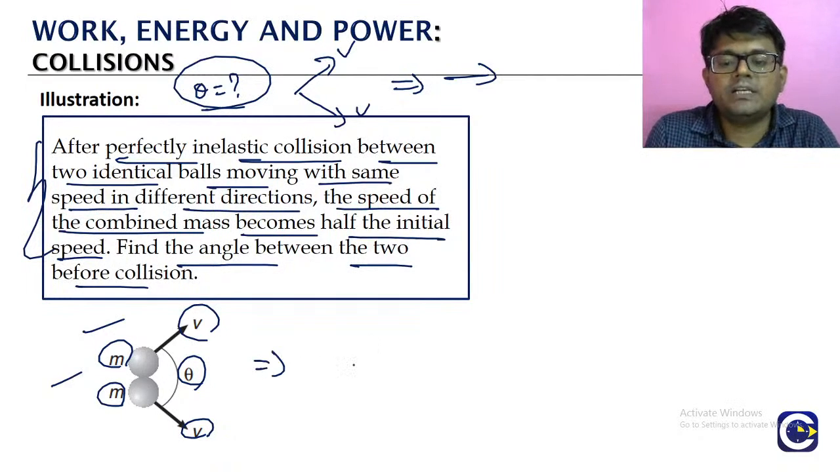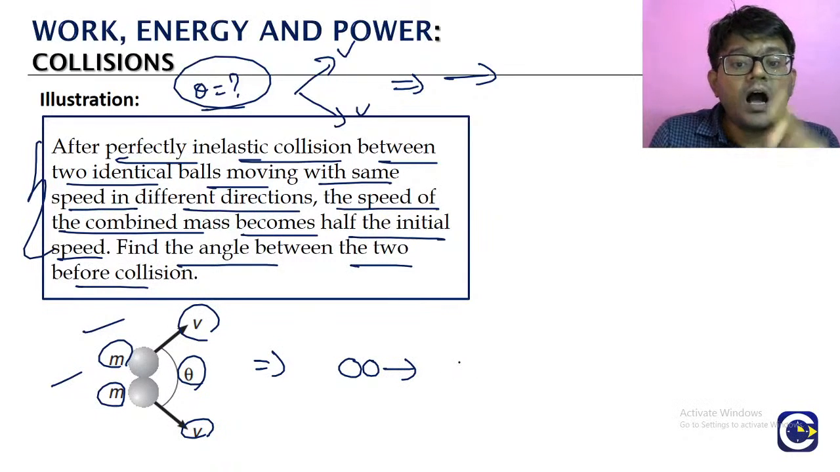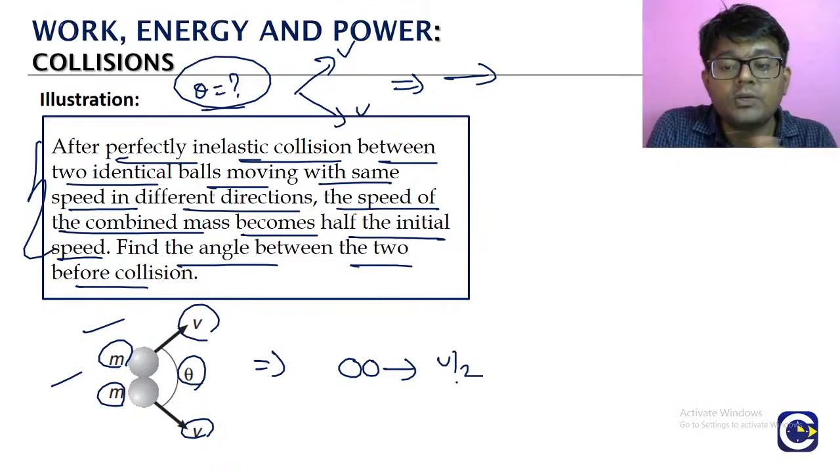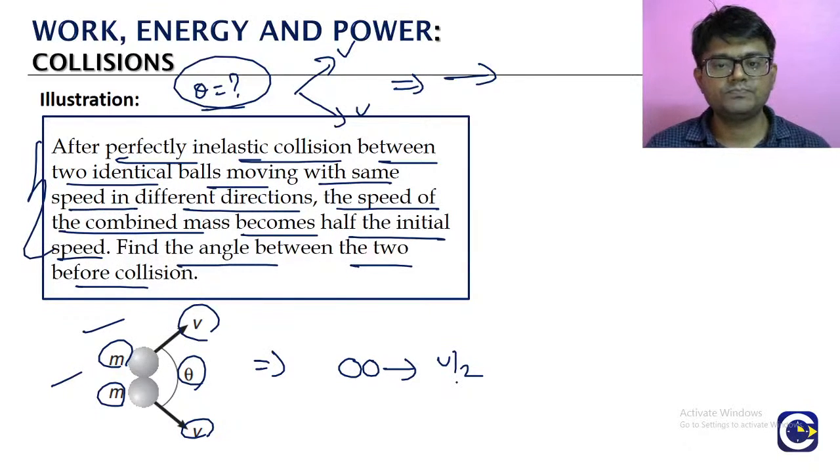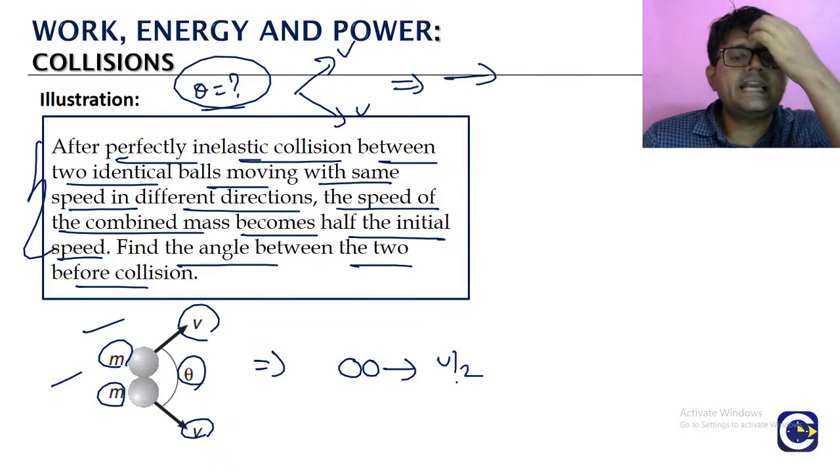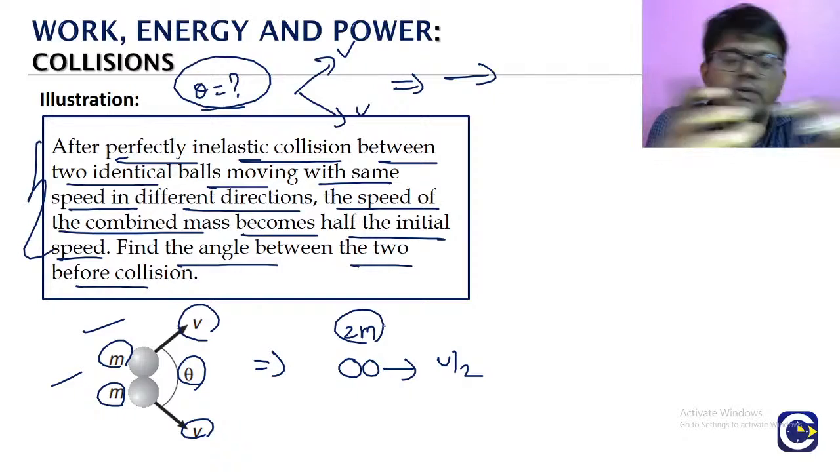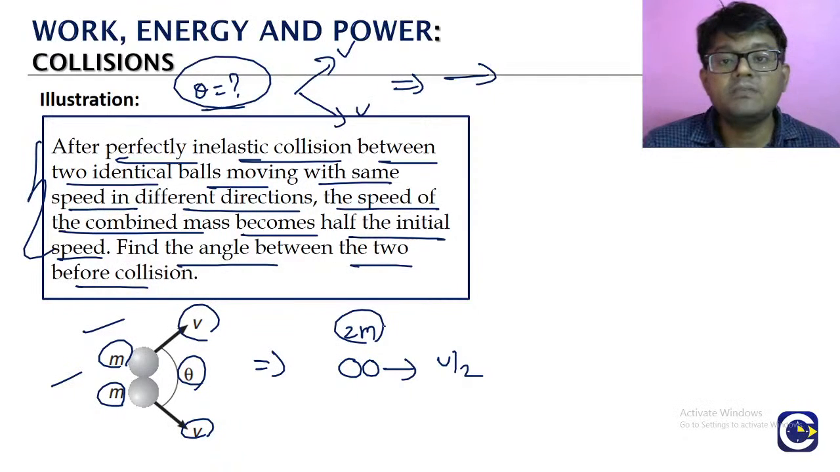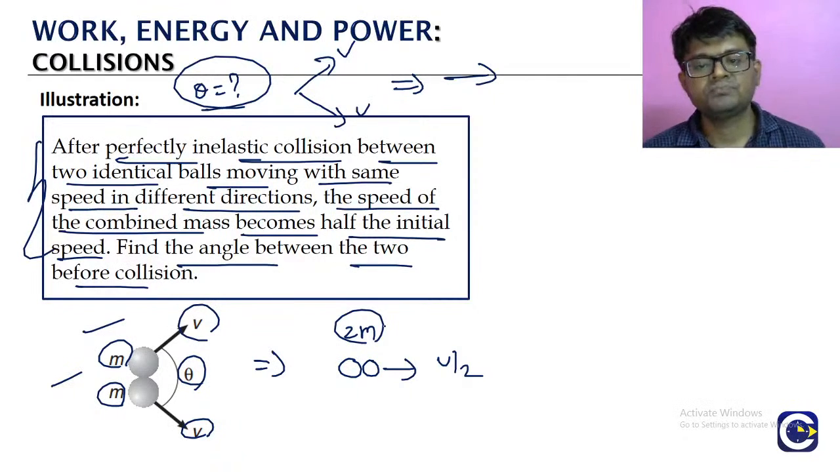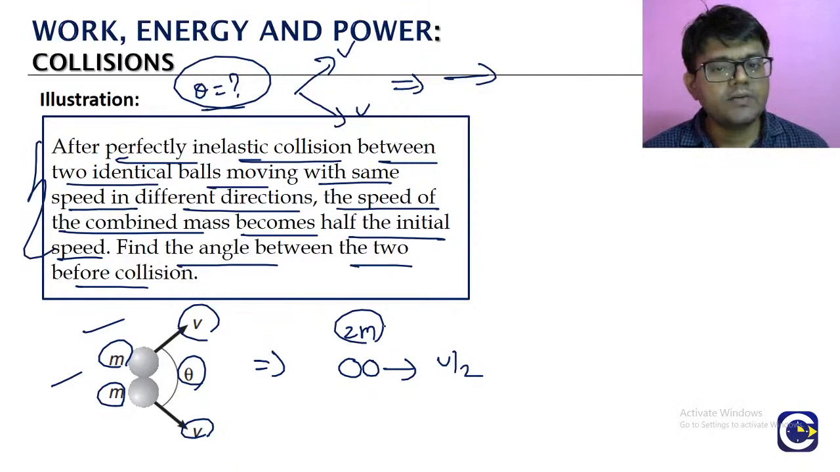Now after collision they both are sticking and moving with how much speed? Half the initial speed, means they are moving together with V by 2 speed. Using this data we have to find theta. So the total mass now is 2m, because m and m moving together. How we can find? Think about it. Can we use the conservation of momentum? We can use it, right?